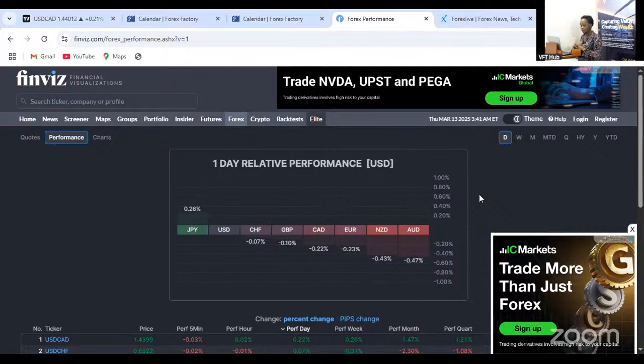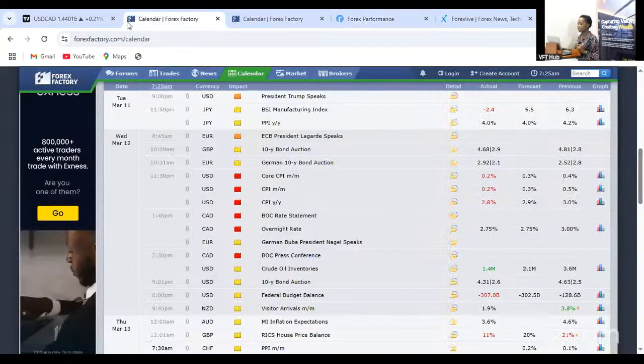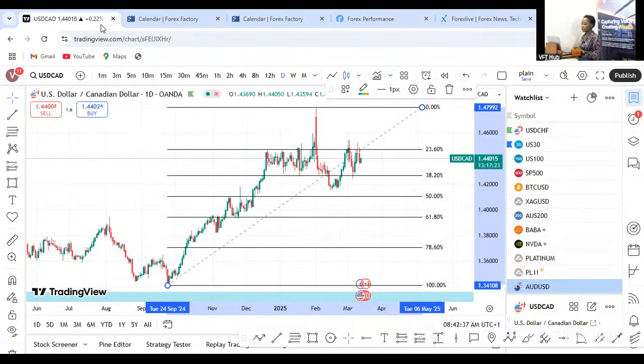Again, one more time, I would implore us to pay attention to fundamentals, as they play a key factor in the current market condition that we are in. So pay attention to that and also learn how to analyze that.